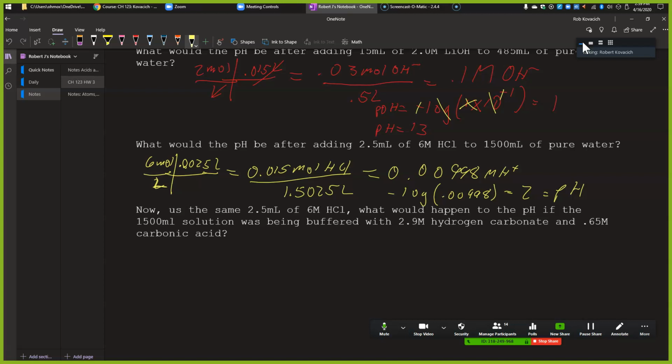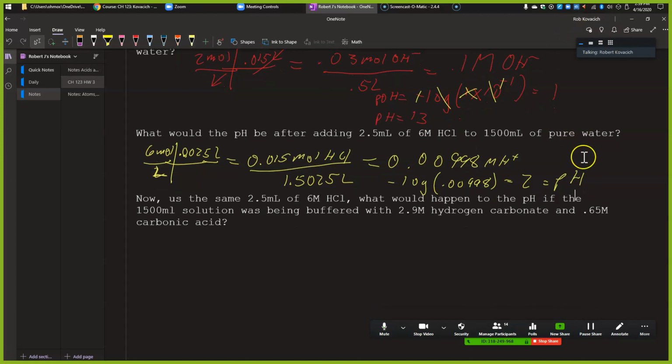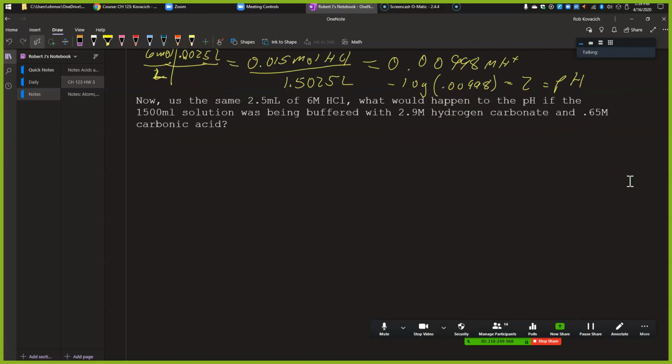And so now we're going to check how it would change with this last problem, except instead of it being pure water, it's going to be a buffered solution with hydrogen carbonate and carbonic acid. So initially, let's check what the pH is going to be before we do anything.